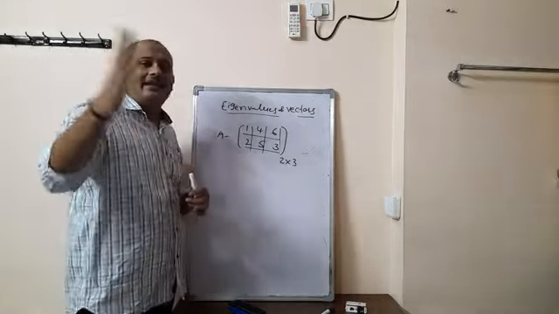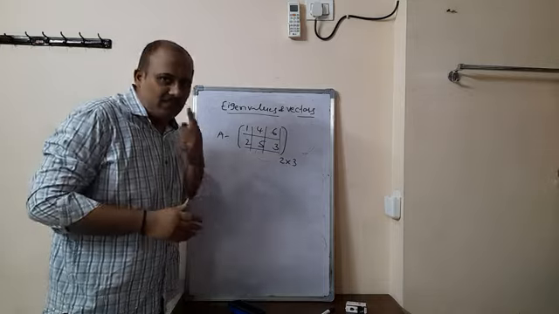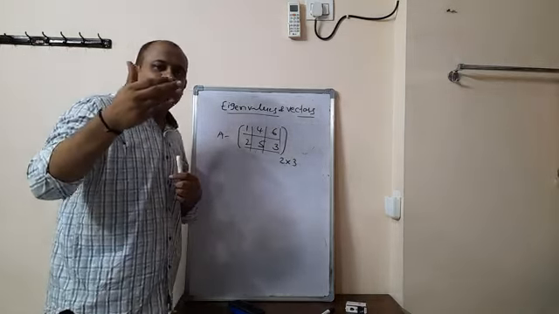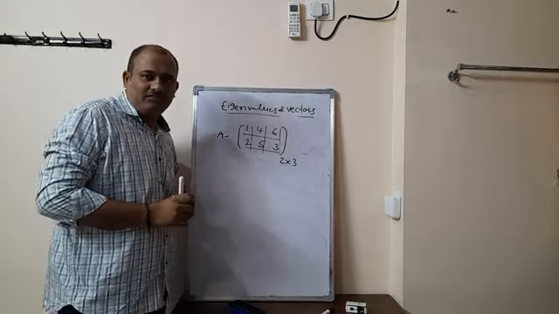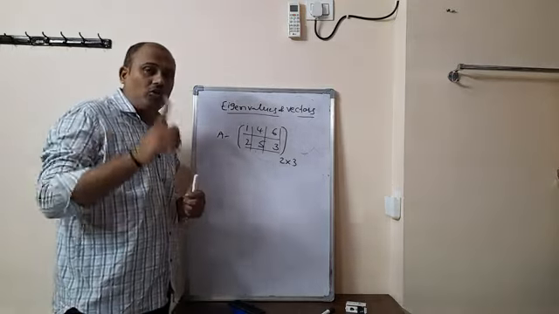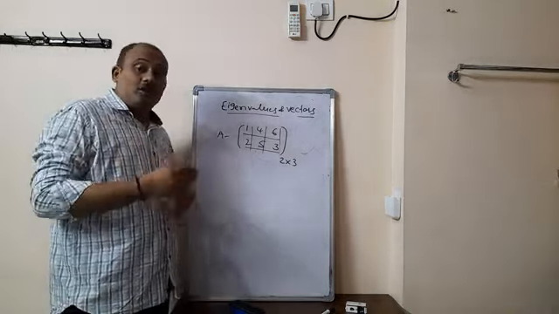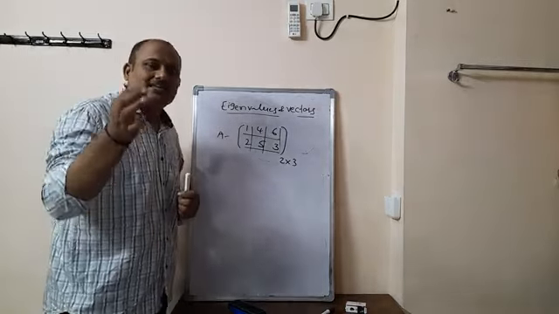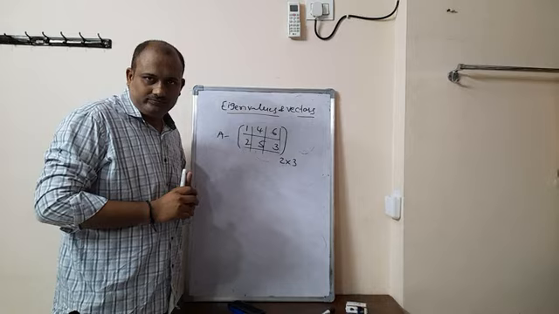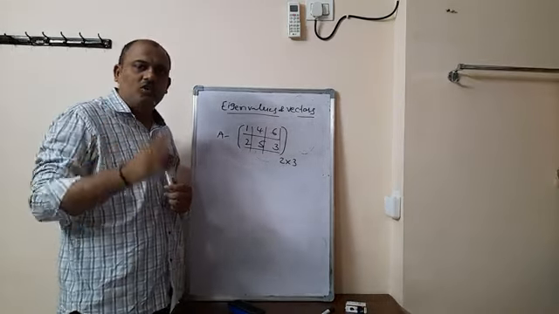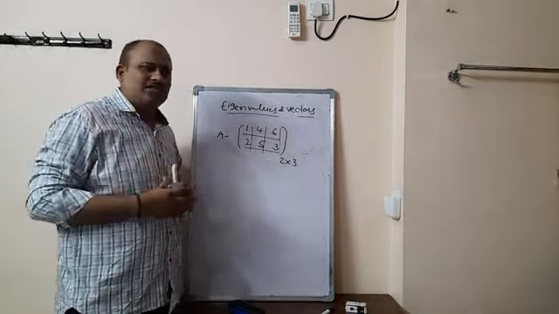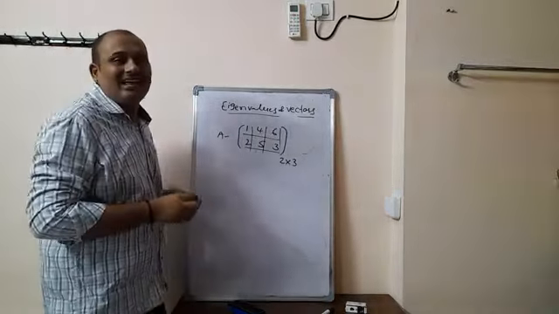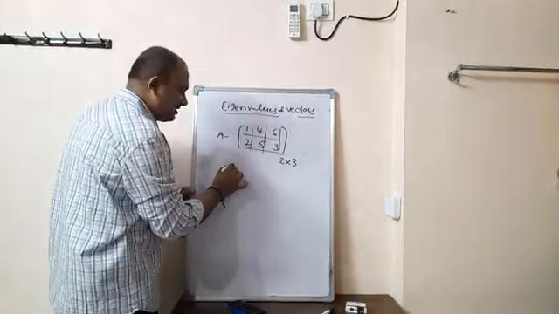After that, the row matrix. A matrix is said to be a row matrix if it consists of only one row and contains more than one column. The number of columns can be 2, 3, 4, whatever it may be, but the row size is only 1. That matrix is called a row matrix.